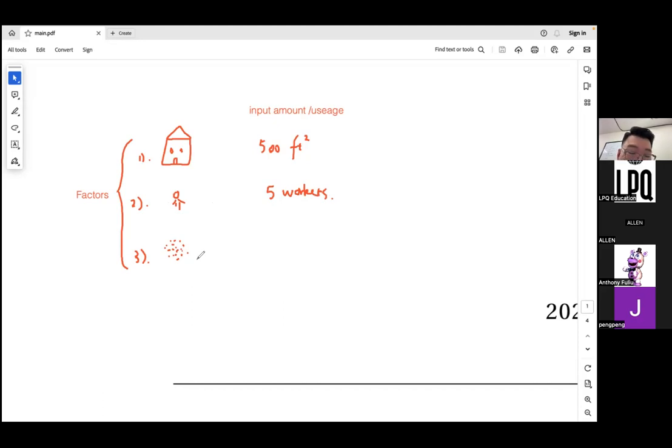The last question: how many units of coffee beans do we input into use, every month? Let's say 100 kilograms, 100 kg. You see, these are three examples: 500 square feet, 5 workers, 100 kg. This is the so-called input amount, or the usage, for every type of resource you need.